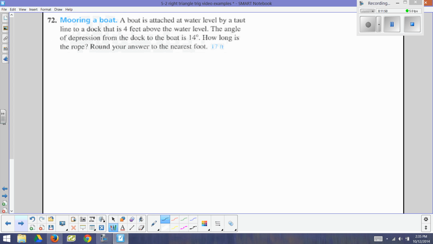Mooring a boat. A boat is attached at water level by a taut line to a dock that is 4 feet above water level. The angle of depression from the dock to the boat is 14 degrees. How long is the rope?